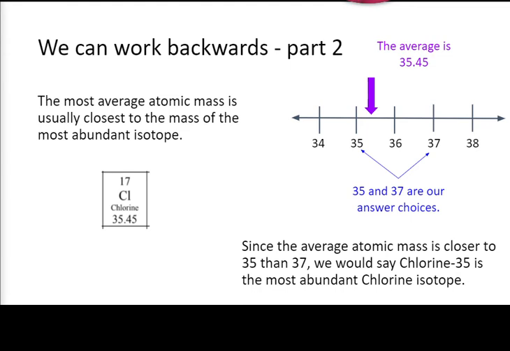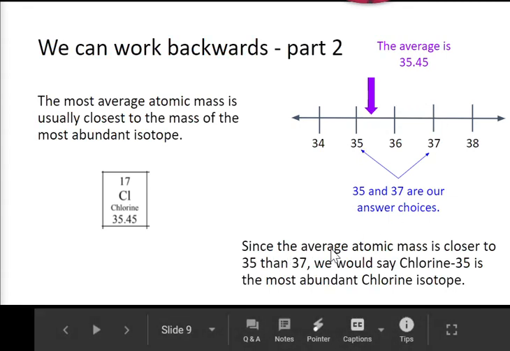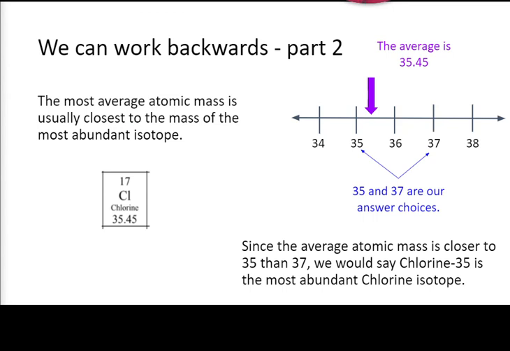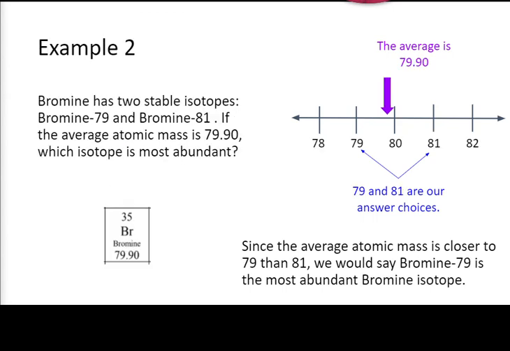So I put together a number line from 34 to 38 so that I had my answer choices on it, and I marked that 35 and 37 are my answer choices. Then I plotted the average, 35.45, on my number line. And once I did that, it was really easy for me to see that the average is closer to 35 than it is to 37. So we would report chlorine 35 as the most abundant isotope of chlorine. Let's look at one more example.